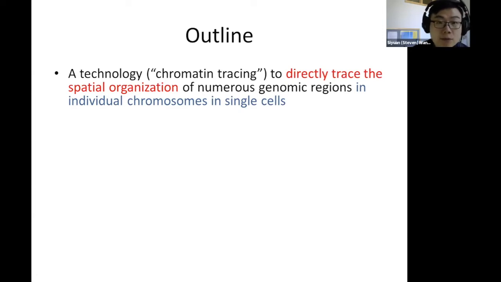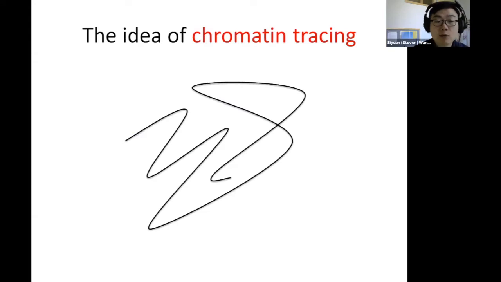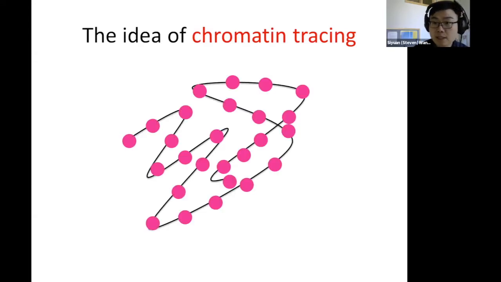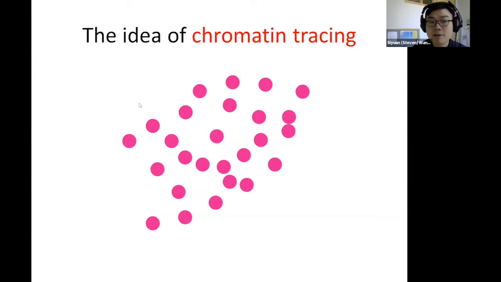To perform this chromatin tracing, the basic idea is that we want to label and image numerous genomic loci along the whole chromosome, and we want to link them one after another to reveal the chromatin trace. However, a challenge here is that if you simply label so many genomic loci along the same chromosome with the same fluorescent color, you don't know how to link which one with which one, right? You don't see the order of them in this map.